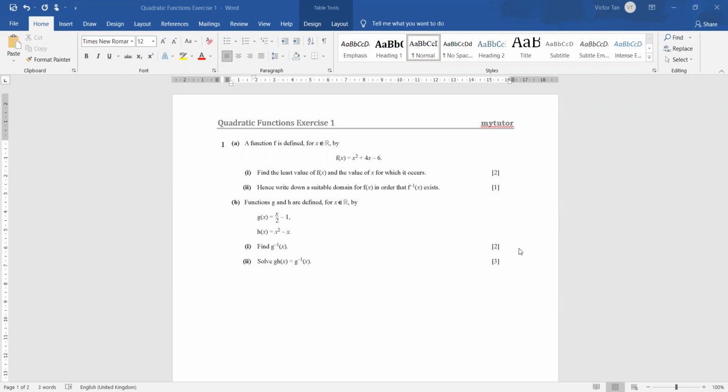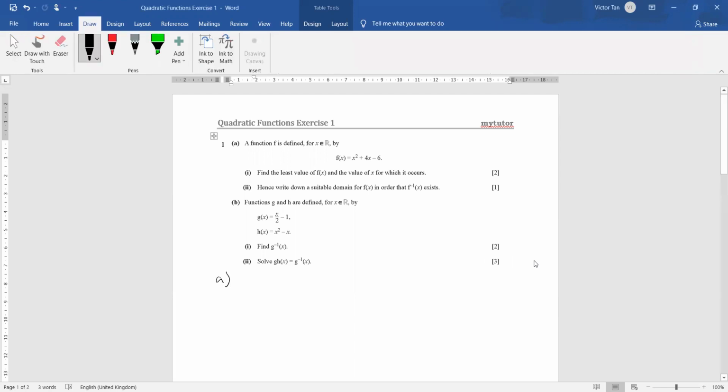Okay, let's go. Function f is defined for x an element of R. R means real numbers. By f(x) equals x squared plus 4x minus 6. Find the least value of f(x) and the value of x for which it occurs. So for this question, you can complete the square.